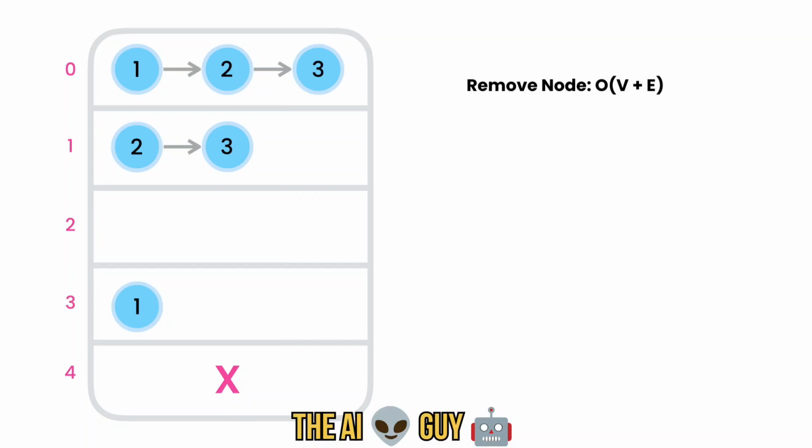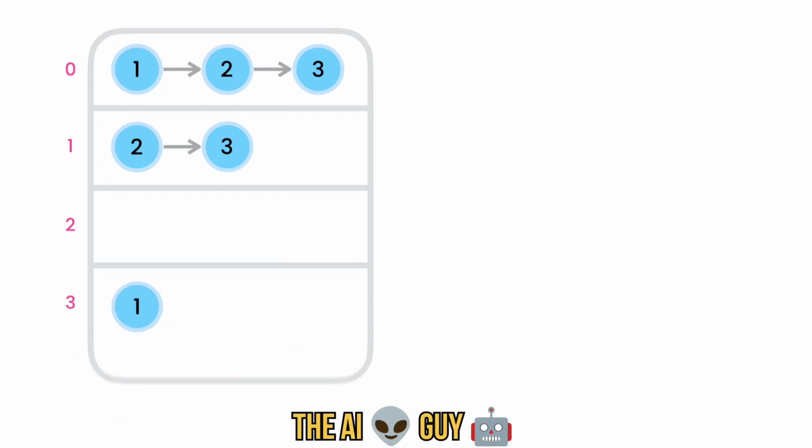Now, what about the worst case scenario? This is when we have a dense graph where every node is connected to every other node. You learned that in those graphs, the total number of edges is roughly equal to V squared. So the time complexity of removing a node is O(V²). What about adding an edge?